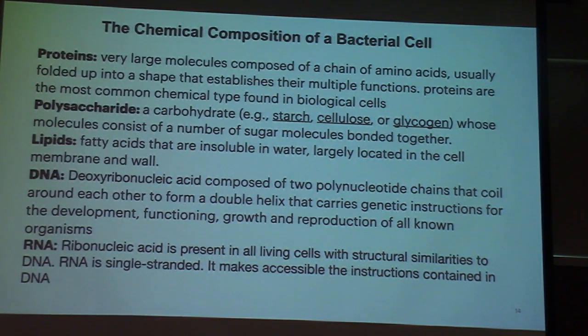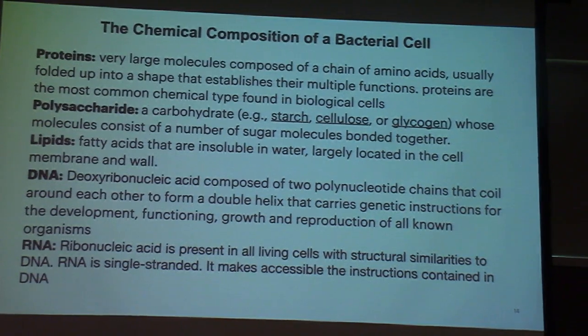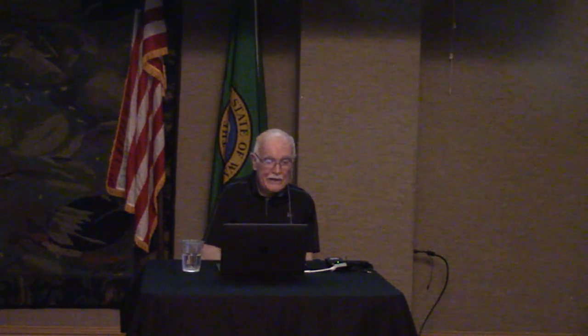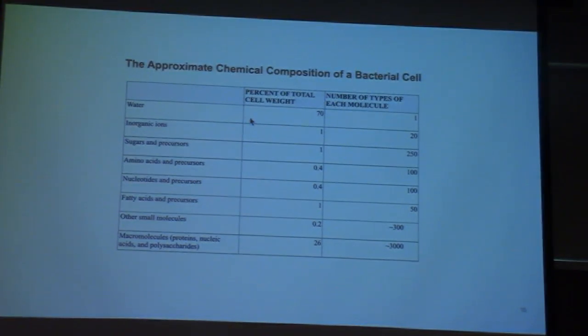DNA, we'll talk much about that in the next lecture, and I don't want to say any more about it now. RNA is related to DNA. It's present in all living cells, with structural similarities really tightly related to DNA. It's single-stranded, and it makes accessible what is contained and wrapped up in the DNA. And here's the approximate chemical composition of a bacterial cell. Again, water. So this is the percent by weight, and the number of types of molecules of each. Well, with water, there's only one kind of water.